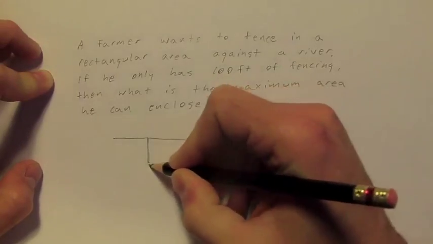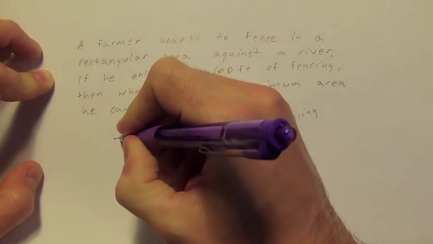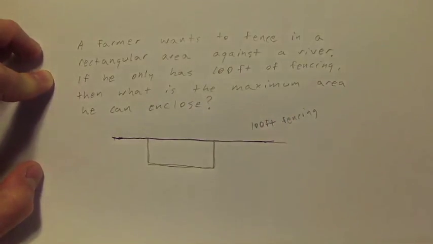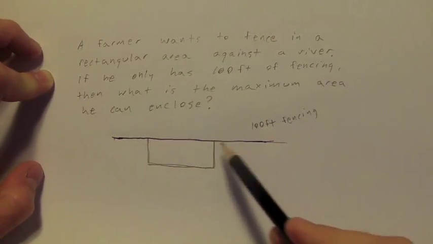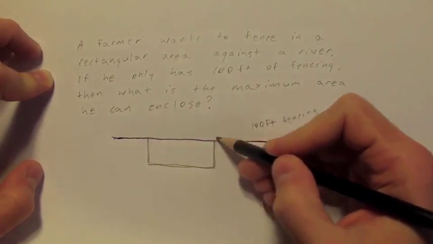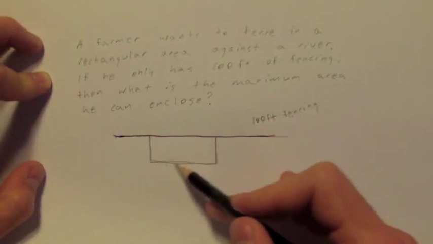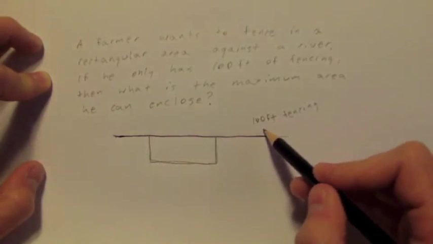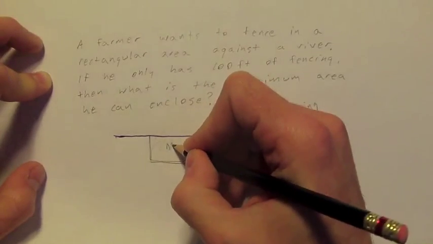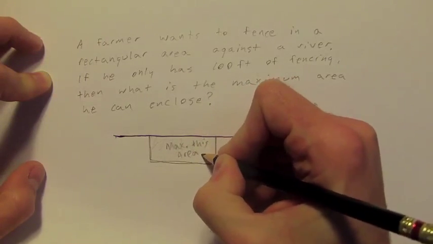So this is actually the fence here. Let me put this in a different color. I don't really have blue, so this purple will have to do. This purple's the river, so this is not part of the fence. So the only part of the fence is going to be this length, and this length. What I know is that this and this have to add up together to be 100 feet. That's how much fence I have, and we want to maximize this area in here.